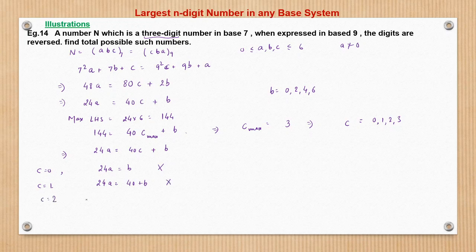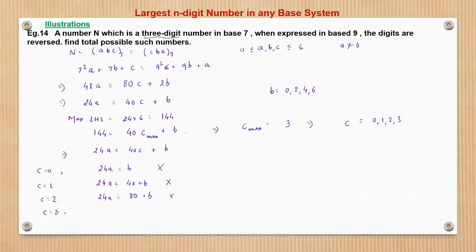If C is equal to 2, then what will happen? It becomes 80. So 24A is nothing but 80 plus B. Now if 80 plus B, A can take value 4, which is 96. So B will have to be 16. Not possible. B can take maximum 6 only.